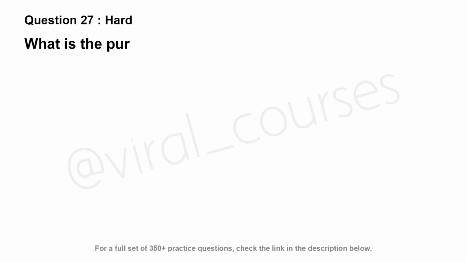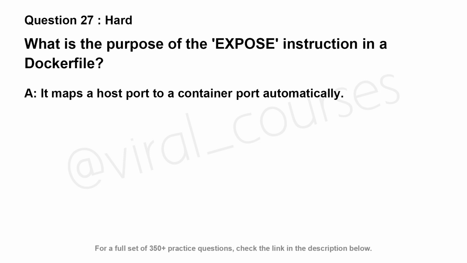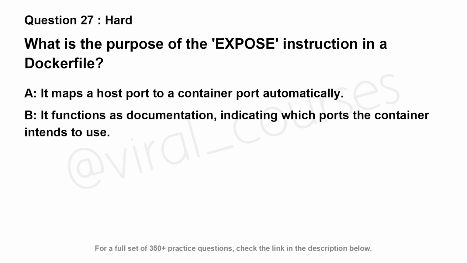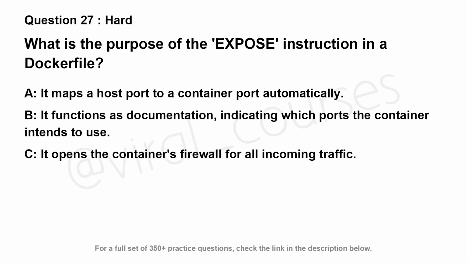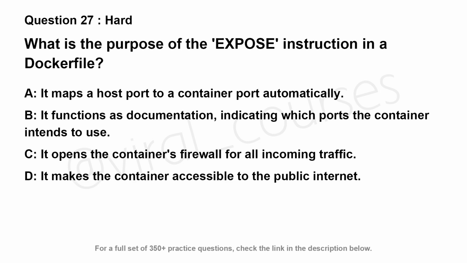What is the purpose of the EXPOSE instruction in a Dockerfile? Option A, it maps a host port to a container port automatically. Option B, it functions as documentation, indicating which ports the container intends to use. Option C, it opens the container's firewall for all incoming traffic. Option D, it makes the container accessible to the public internet.